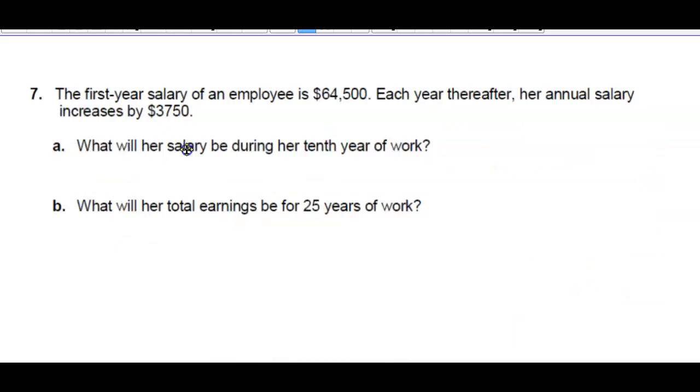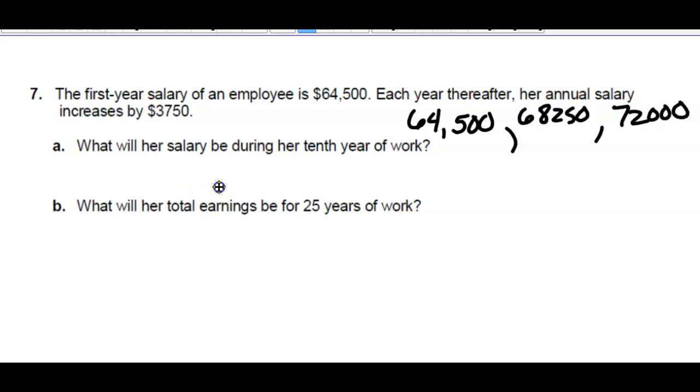So this time we have someone whose first year salary is $64,500, and then the next year they add $3,750. So the second year she makes $68,250. If they added another $3,750, the next year she'd make $72,000. Okay, so what does she make during her 10th year?